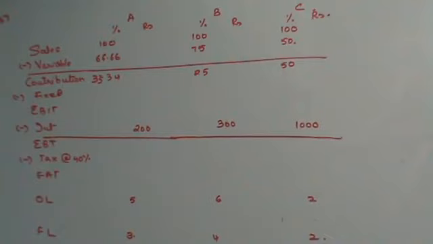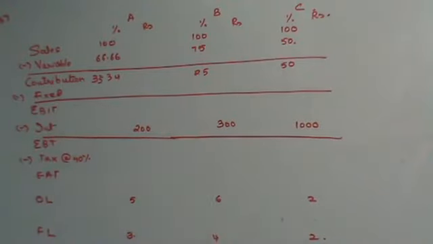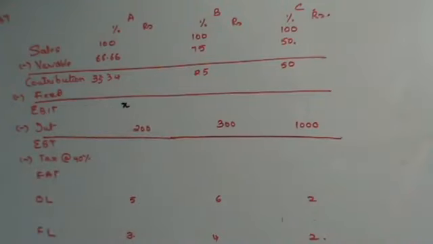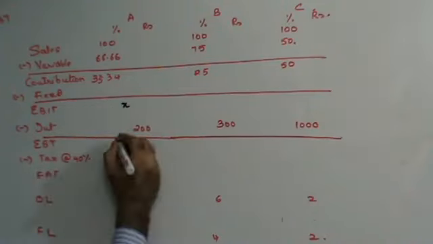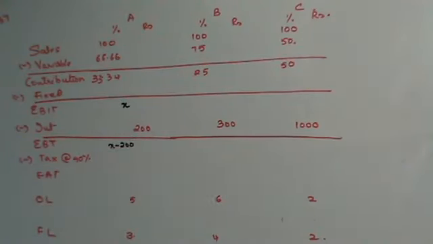Now let's see this. Let us assume, guys, that EBIT is X. If I assume EBIT to be X, then EBT will be X minus 200.